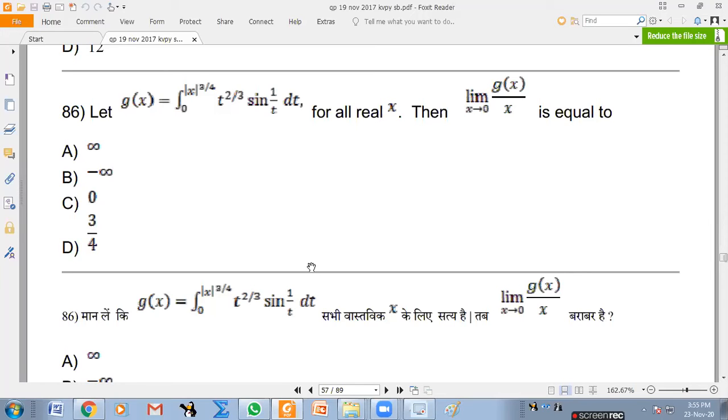Okay, 86. Yeah, we're doing the fundamental theorem. Should have started the other way. It's okay. So coming to 86, g of 0 is 0. We can easily see that because the lower limit and upper limit are 0, and 0 plus 0 minus both limits I don't have to find. Let me write this. G of x is equal to the integral from 0 to mod x of t power 2 by 3 sine 1 by t dt.